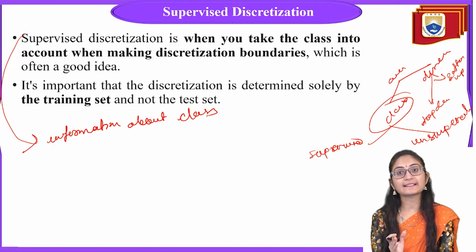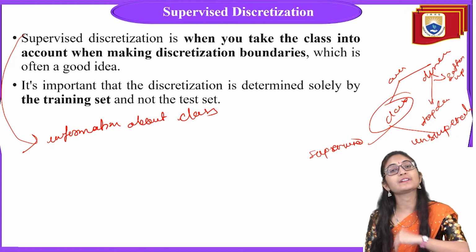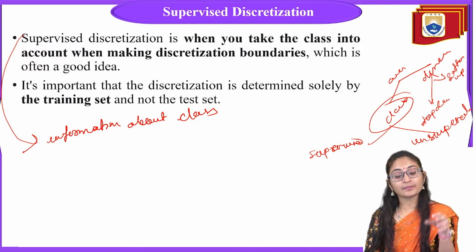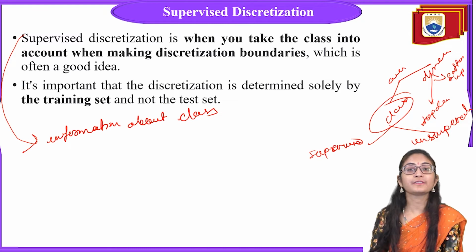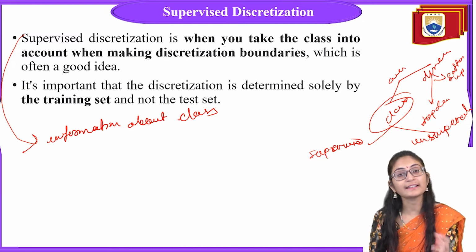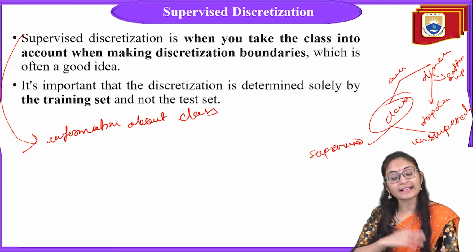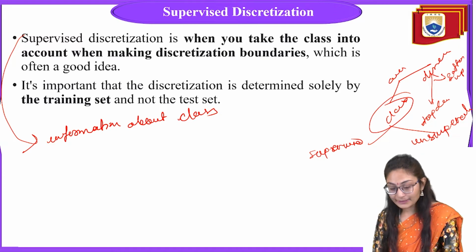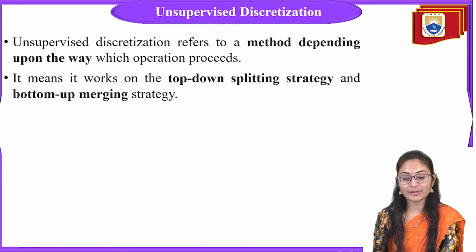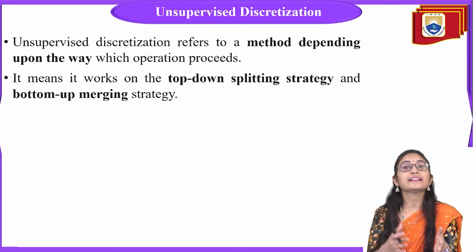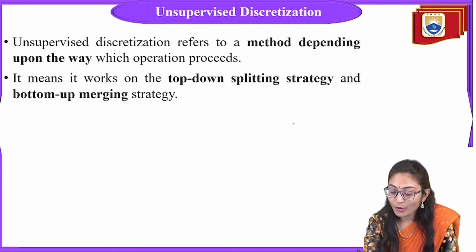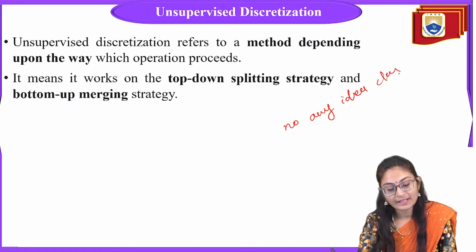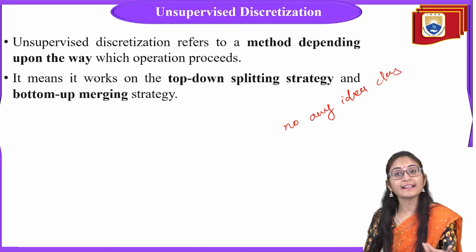Actually, in supervised discretization, the model is already trained. It has a very clear idea about the classes, that means it already has information about the class. In unsupervised discretization, it has no idea of the class, because it is an untrained model.